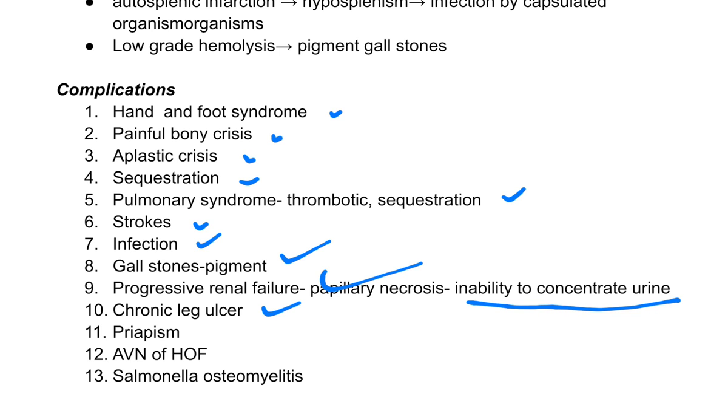Chronic leg ulcer, a very important topic for auscultation. Priapism, painful erection of the penis. AVN of the head of the femur; AVN means avascular necrosis of the head of the femur due to thrombosis. And Salmonella osteomyelitis. Okay.